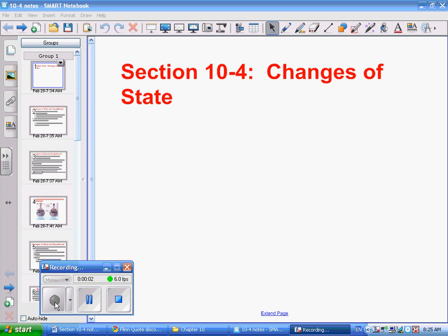For section 4's chapter 10, section 4's notes, changes of state. I'm going to do it in 3 parts so it all fits, and I'll mention this in class. Anyway, the first part, as you can see here, section 4, changes of state.